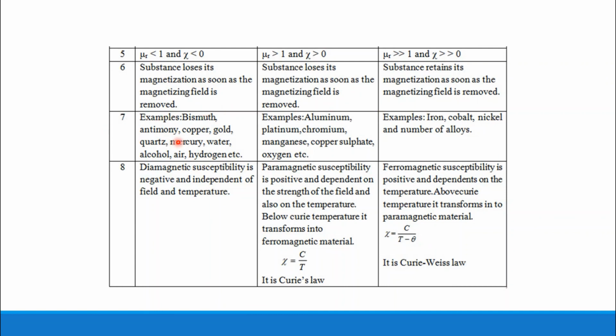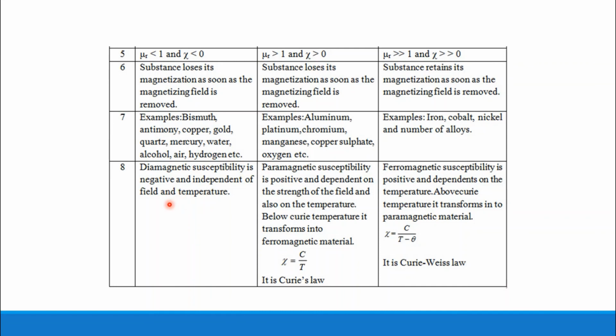Come to the seventh one. Some examples for diamagnetic substances are bismuth, antimony, copper, gold, quartz, mercury, water, alcohol, air, hydrogen, etc. The examples for paramagnetic substances are aluminium, platinum, chromium, manganese, copper sulfate, oxygen, etc. Examples for ferromagnetic substances are iron, cobalt, nickel, and a number of alloys.